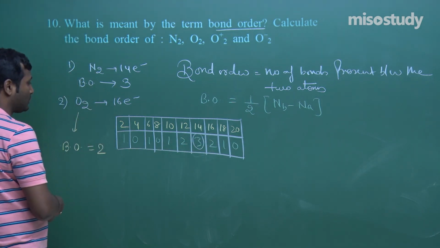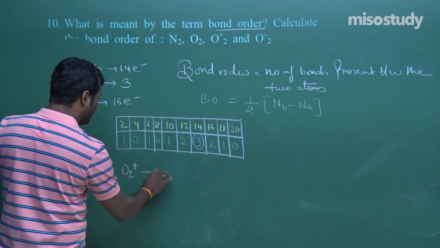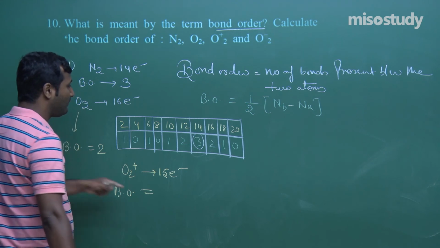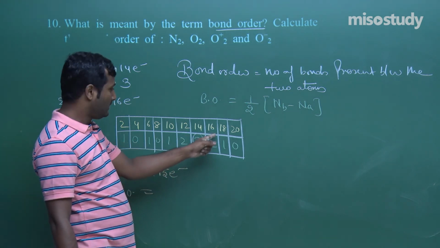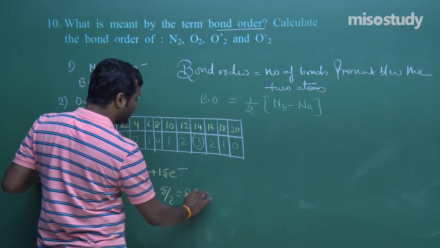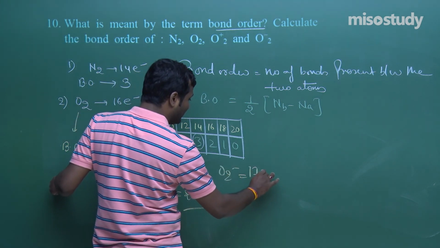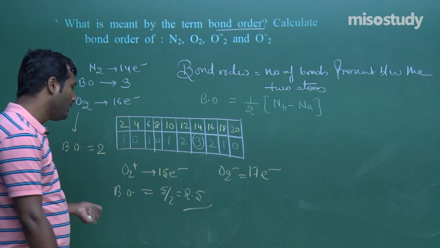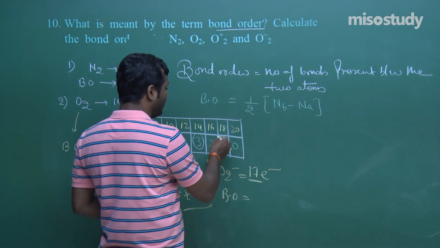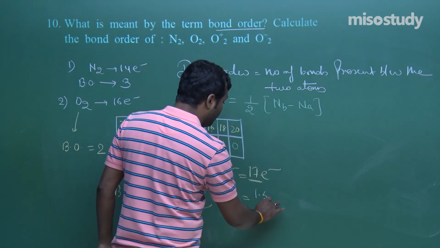Now if anyone asks you what is the bond order of O2 plus, as we know O2 plus has 15 electrons. So what will be the bond order, my friend? 15 comes between 14 and 16. Clear to you? So the average, 3 plus 2, 5 by 2, that is the bond order is 2.5. Similarly O2 minus, how many electrons will it have? That is 17 electrons. Clear to you? So what is the bond order, my friend, in this case? 17 comes between 18 and 16, that is 2 plus 1, 3, 3 divided by 2, 1.5.